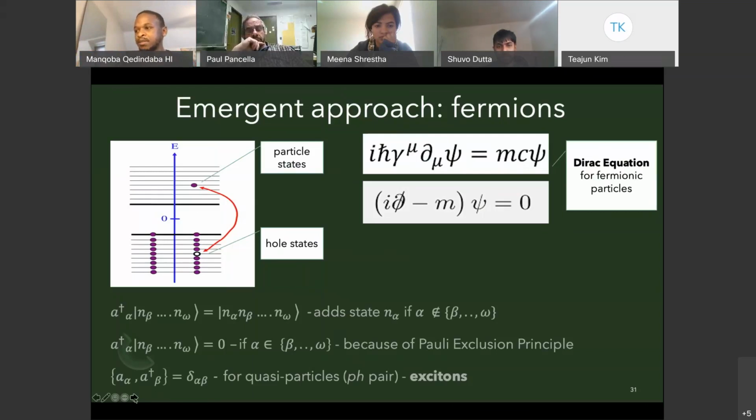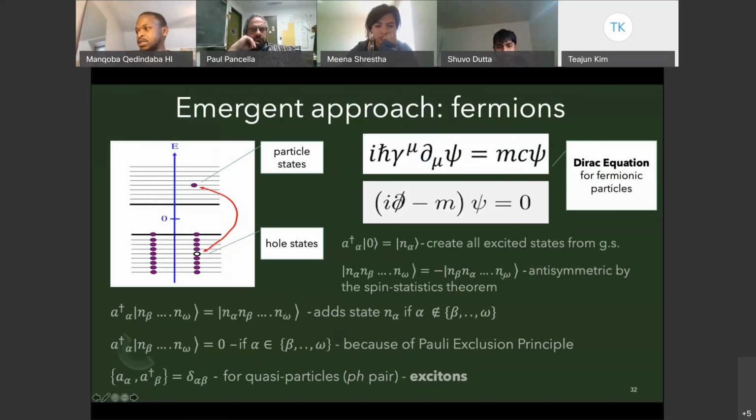Similar thing, the creation and annihilation. What you have to take note of is that for fermions, there's the Pauli exclusion principle. So you can't have two particles occupy the same state. And that changes the spin statistics. So when you exchange two fermions, you have this anti-symmetry. But here's the punchline: we can create all excited states if we know this operator. Okay, is that point very clear?